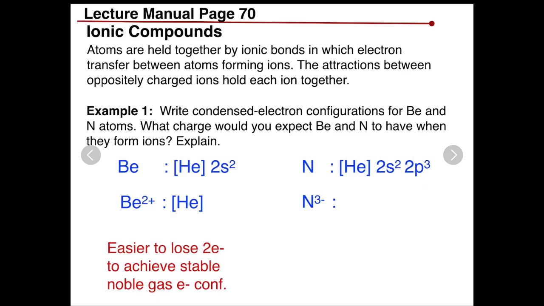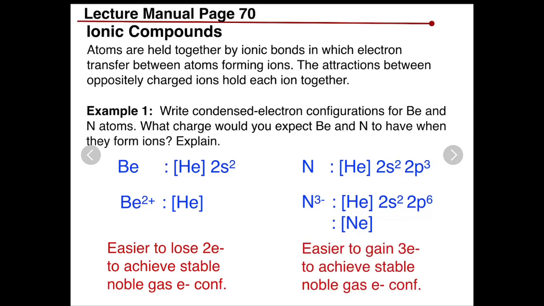Well, because 2p right now contains only 3 electrons in the 3 orbitals of 2p. To add 3 more, the 2p would become 2p6. So that would be the same electron configuration as neon. So therefore, in this case, accepting 3 more for nitrogen would be easier than losing 5 to achieve the neon electron configuration.